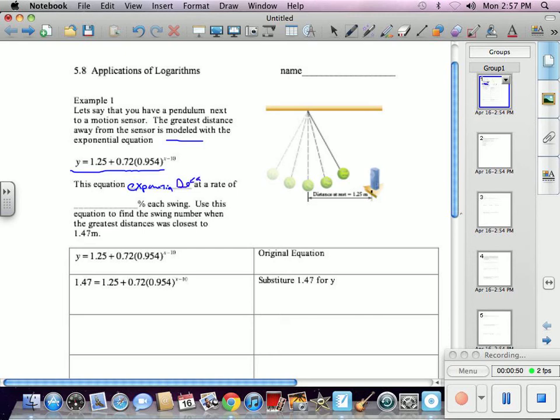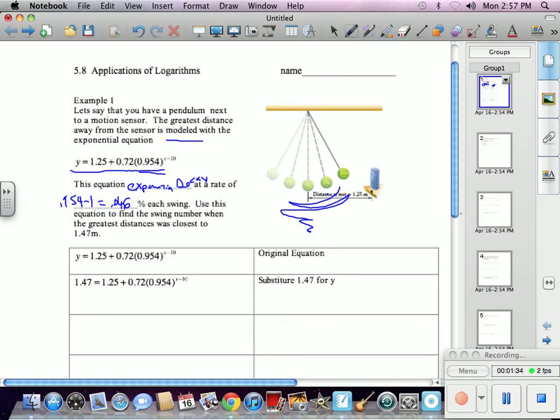Decay, right? Because it's getting less and less each time. As it swings, it's not going to go out quite as far each time, right? And it'll come down close to zero, but never, in theory, equal zero. And if we look at our b, we can see the percent change: 0.954 minus 1 equals negative 0.046. So in other words, it goes down by 4.6% each swing. Use this equation to find the swing number when the greatest distance was closest to 1.47.